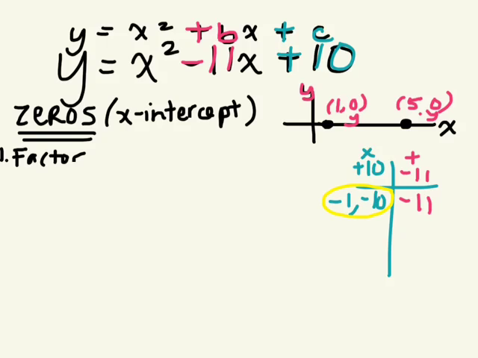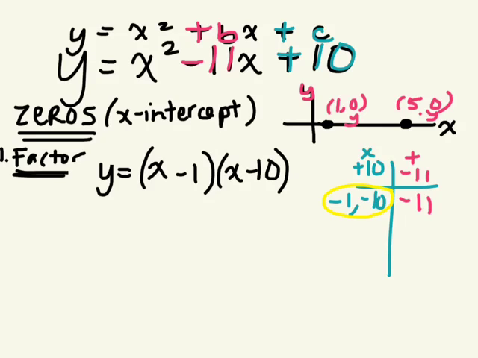Okay, so we're going to write this. The first thing we want to do is factor this. So let's write it in factored form. y equals, and then we know you have to have the y in front of them. Yeah, so we have x minus 1 and x minus 10. So that's in factored form.